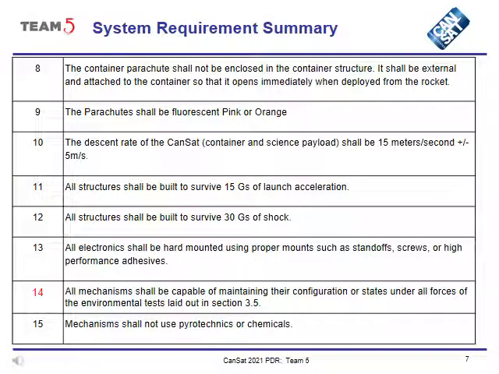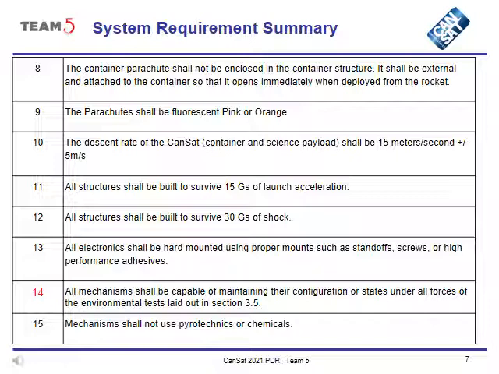8. The container parachute shall not be enclosed in the container structure. It shall be external and attached to the container so that it opens immediately when deployed from the rocket. 9. The parachutes shall be fluorescent, pink or orange. 10. The descent rate of the Cansat container and science payload shall be 15 meters per second plus or minus 5 meters per second.